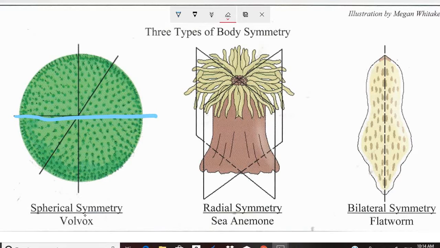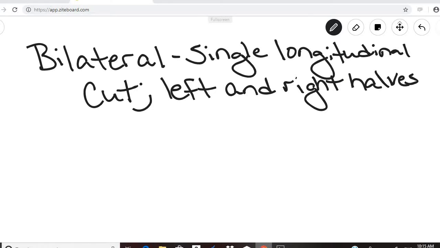And then radial symmetry is where any longitudinal cut through the center will result in 2 equal halves. So the sea anemone is an example of that. Okay, so that's symmetry that is present in many organisms within the animal kingdom. There are exceptions, and I will mention those as we get to them.